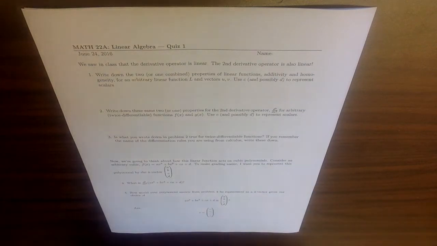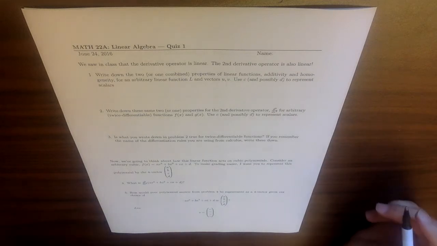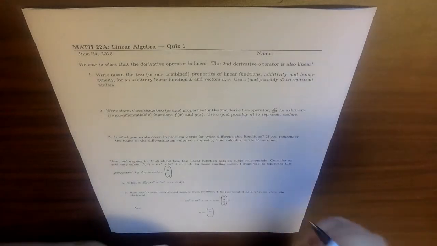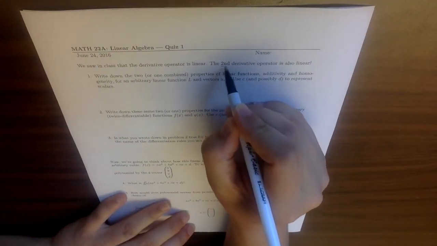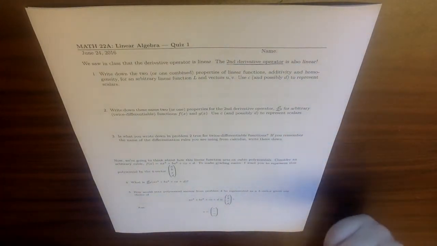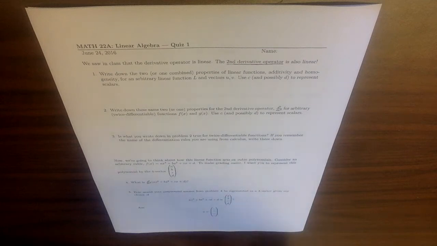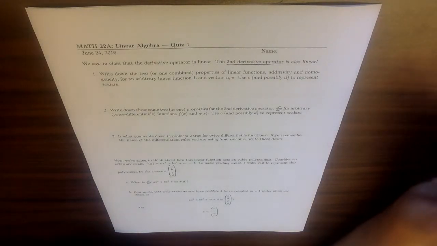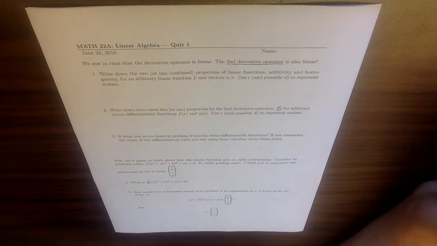The first line here is pretty helpful. It says, we saw in class that the derivative operator is linear. The second derivative operator is also linear. So right away I tell you that the operator, or the function that we're thinking of, is the operator that takes the second derivative. So here we already know that the vectors we're going to be acting on are functions that we can take the second derivative of, so twice differentiable functions, and that the operator that is acting on them is the second derivative operator.